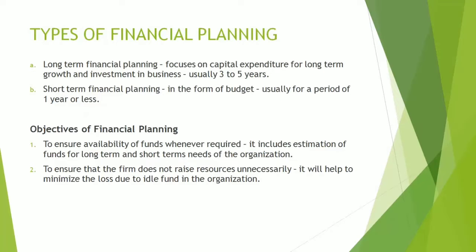Now, what are the different types of financial planning? Financial planning includes two types of planning. One is long-term financial planning and second is short-term financial planning. Long-term financial planning focuses on capital expenditure for long-term growth and investment in business, say for 3 to 5 years. Short-term financial planning is in the form of budget and it is normally for 1 year or less than 1 year. So there are two types of financial planning, long-term and short-term.